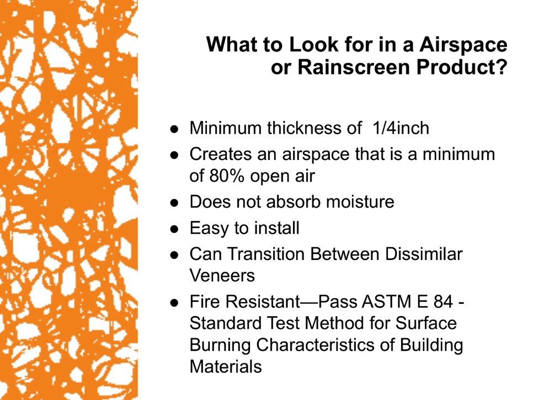What to look for in an airspace or rainscreen product? You're looking for a minimum thickness of 1/4 inch. You want to make sure that it creates an airspace that is a minimum of 80% open air, that it does not release or absorb any moisture, that it's easy to install, that it can transition between dissimilar materials, and that it's fire resistant, passing ASTM E84.